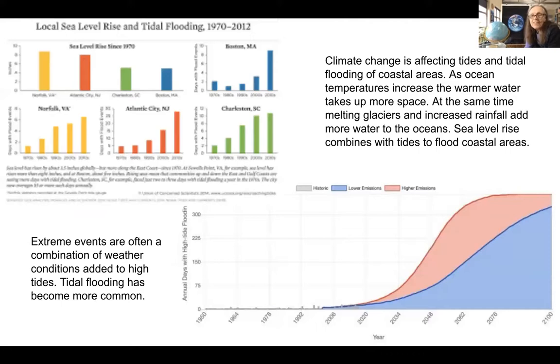So climate change is affecting tides and tidal flooding in coastal areas. As ocean temperatures increase, the warmer water of the ocean takes up more space. And at the same time, melting glaciers and rainfall are putting more water into the ocean. So this contributes to sea level rise, contributes to higher tides, and it combines to flood coastal areas. And also extreme weather events like hurricanes add to the severity of flooding. Okay.